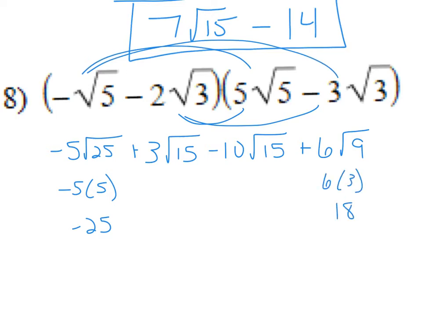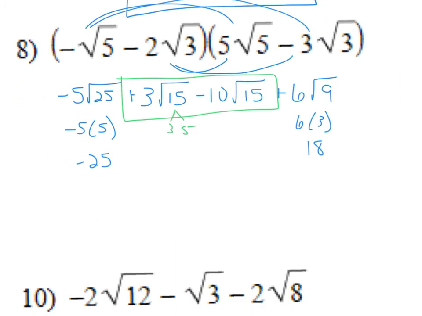So I've got 18. And then I'm going to combine the square roots of 15. Now keeping in mind the square root of 15 does break down to 3 and 5, but nothing will pair up and move out there. So when I put those together, I get negative 7 root 15. And then I'm going to go ahead and put together the negative 25 and the 18. And I'm going to get a negative 7 when I do that.